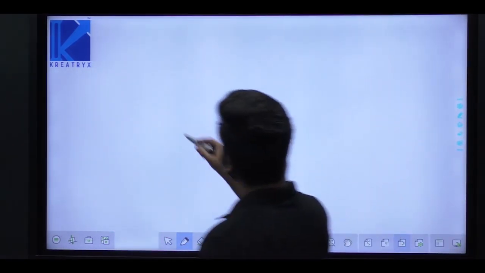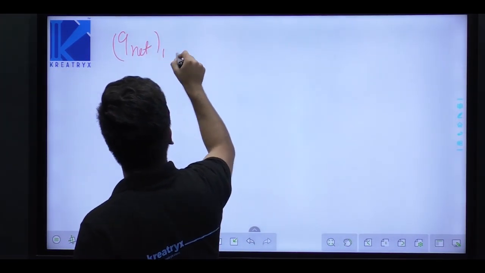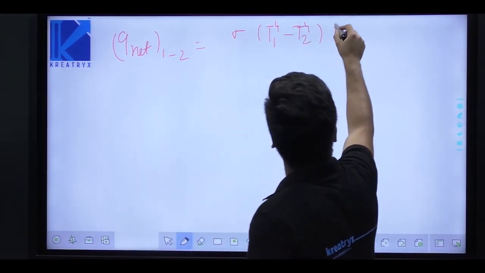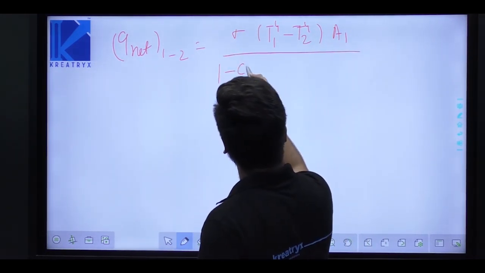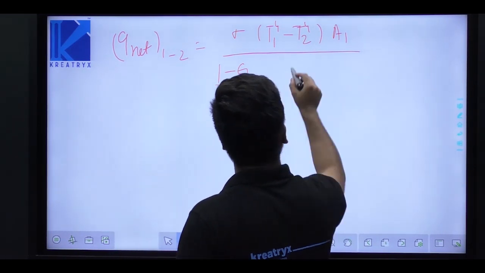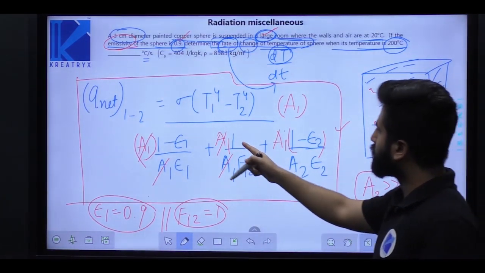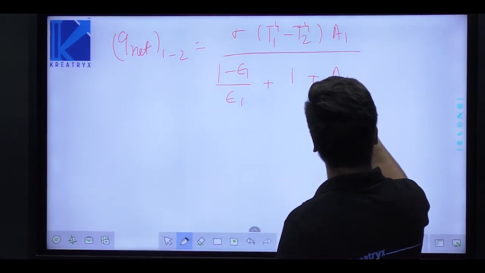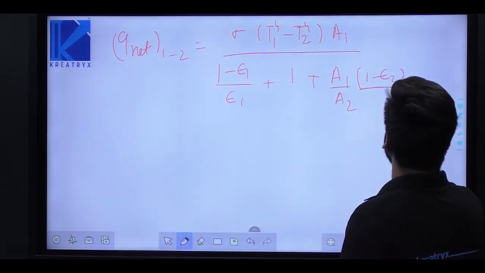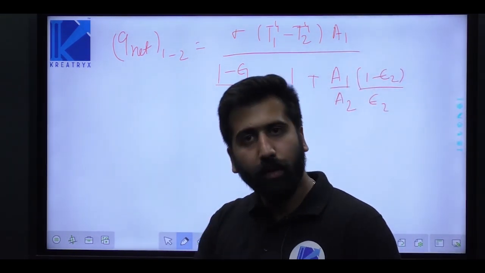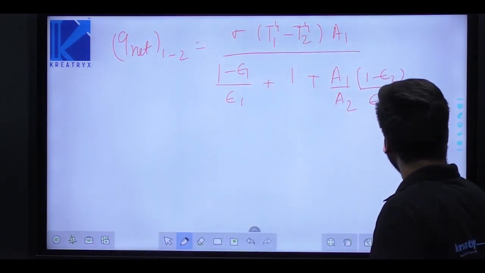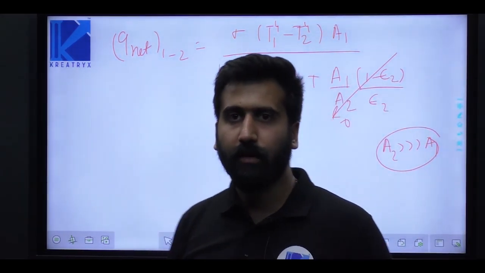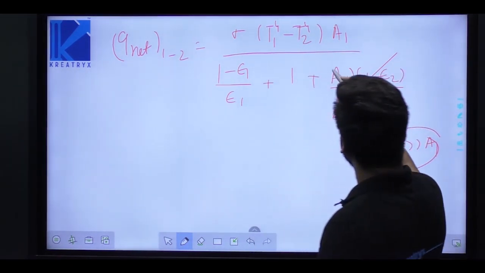Let's simplify this on the next page. Q net 1 2 is equal to sigma times T1 raised to the power 4 minus T2 raised to the power 4, divided by A1 upon (1 minus epsilon 1) by epsilon 1, plus 1 by F12. F12 is 1, so this will be 1, plus A1 by A2 times (1 minus epsilon 2) by epsilon 2. Now nothing is given about epsilon 2, and we don't need it. Why? Because A2 is much greater than A1, so A1 by A2 becomes 0, and this term becomes 0.